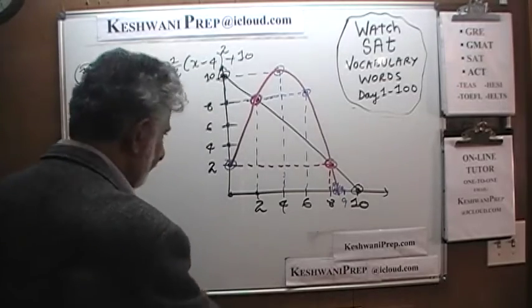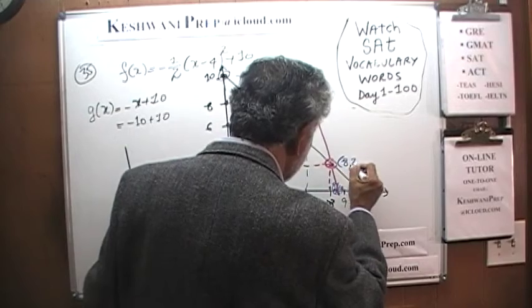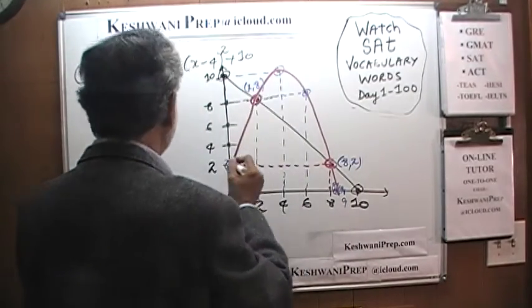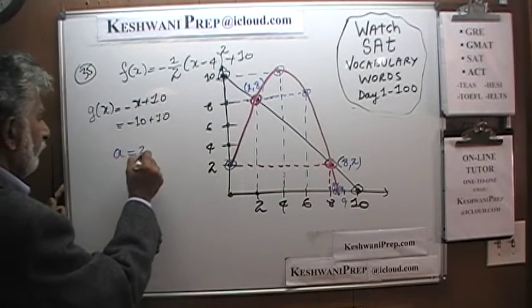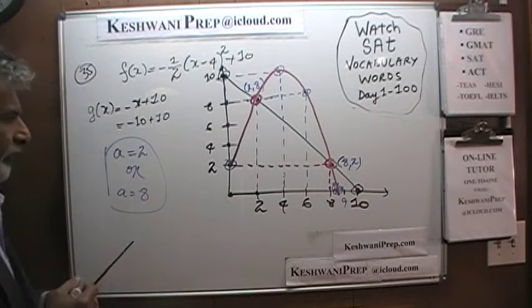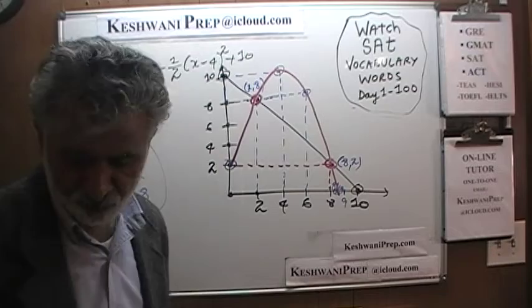So the two functions intersect when x is equal to 8, y is 2, and when x is equal to 2, y is 8. There you go. So a is equal to 2 or a is equal to 8. That's where the two functions intersect each other. And that's the visual inspection.